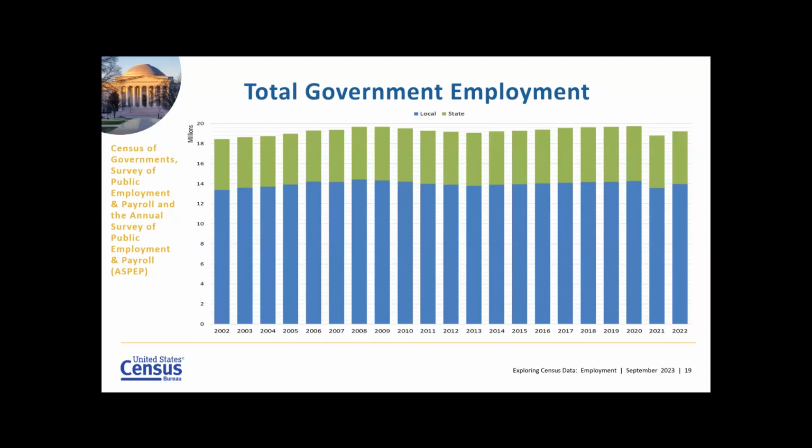You can also see at the total government employment level from 2002 to 2008, employment rose. Then it remained static to 2009, and then it began to decline from 2009 to 2013. It then began to increase steadily again up until 2020. It dipped sharply in 2021, and partially rebounded in 2022.